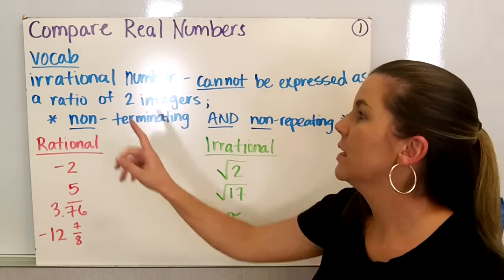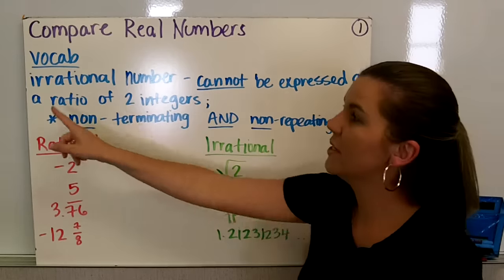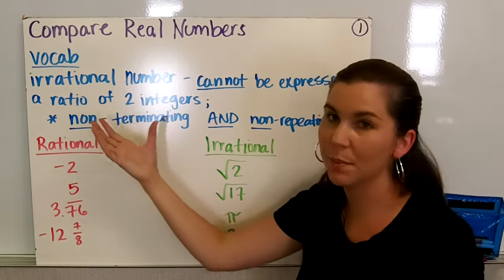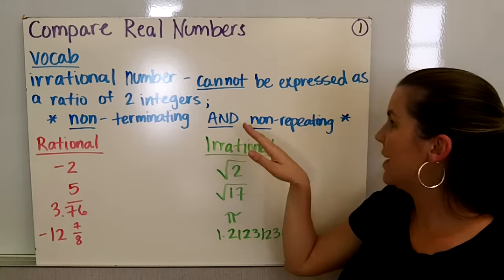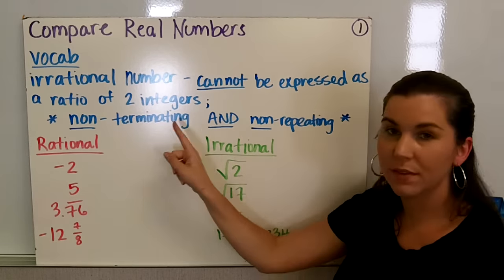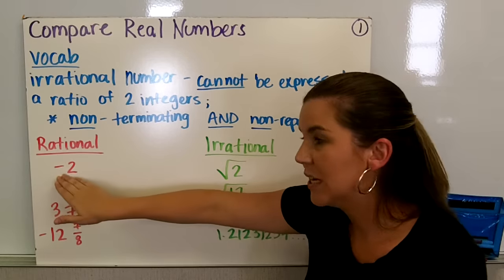Compare real numbers. Vocabulary. An irrational number cannot be expressed as a ratio of two integers. We've already talked about what a rational number is, so the opposite is an irrational number. Remember that it is non-terminating and non-repeating. It's very important that it fits both of these criteria. Here are some examples of rational numbers, just to refresh.